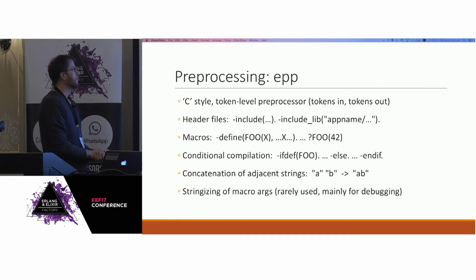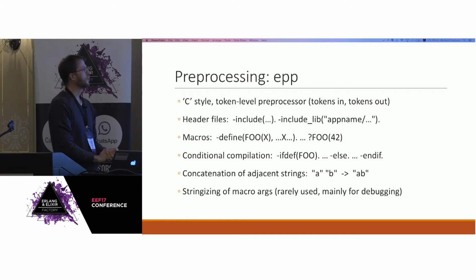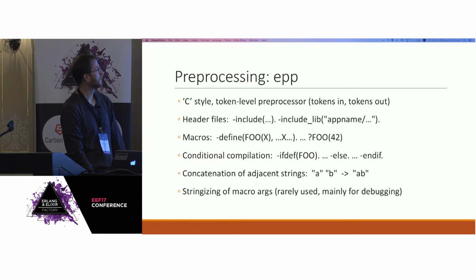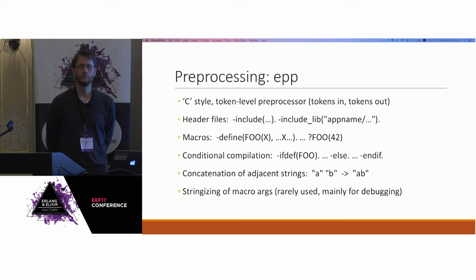Okay, so we're done with tokenization. We have a stream of tokens. Then what happens is that the EPP, the Erlang preprocessor, kicks in. So that's a C-style token level preprocessor. Takes tokens in, gives more tokens out.